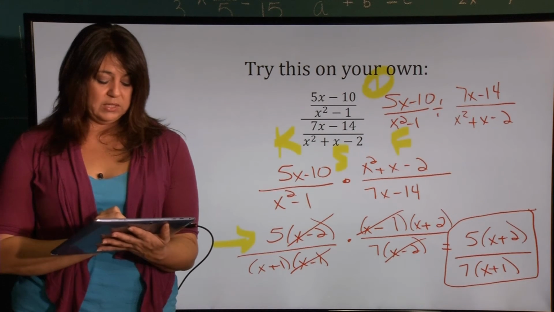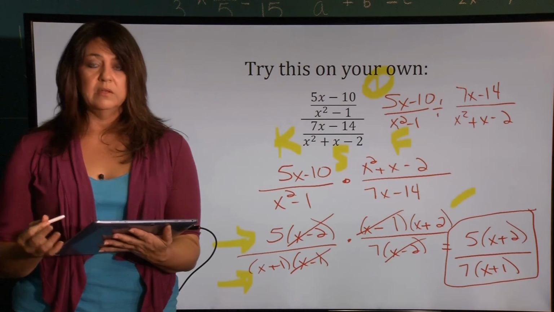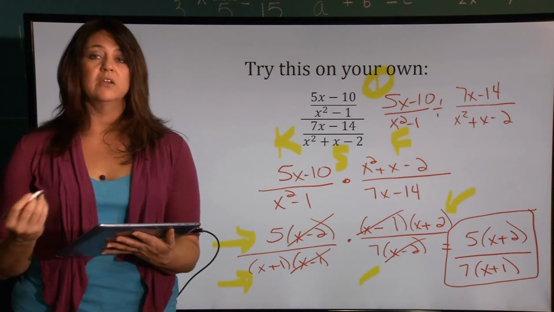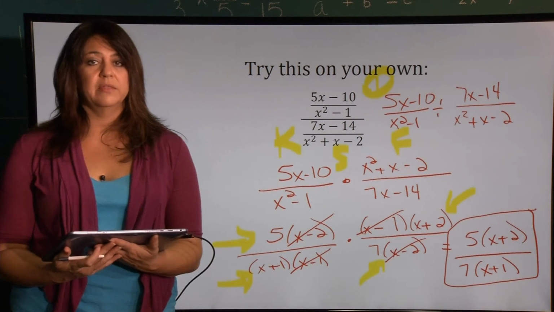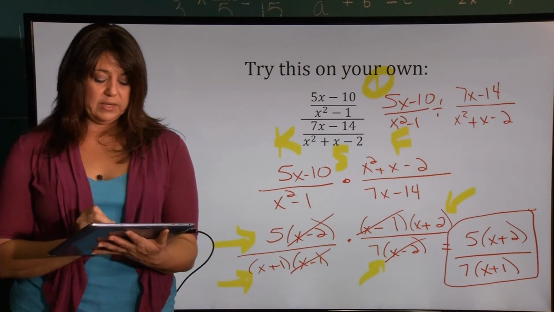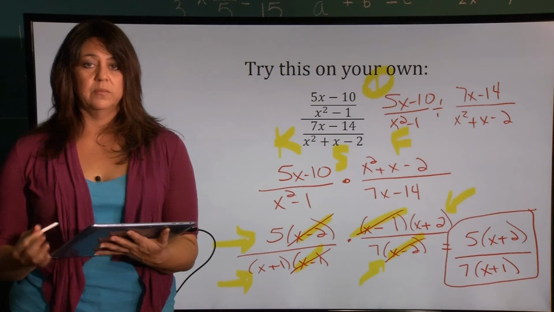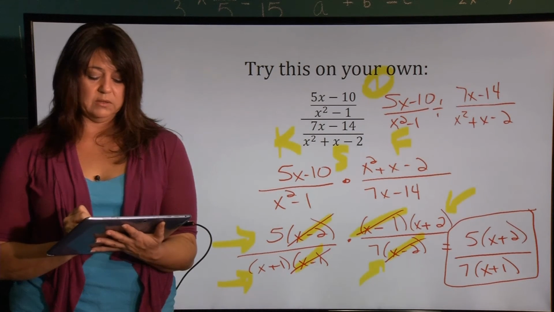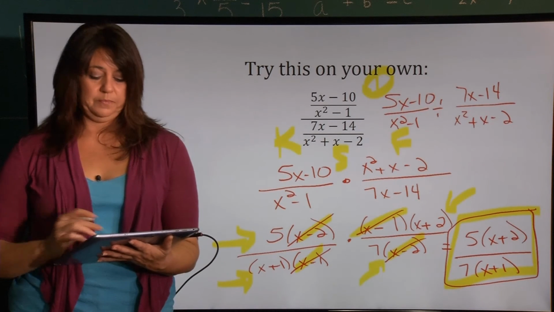Check your factoring. Make sure you saw this difference of squares, this trinomial pattern, and your greatest common factor. So you will be using different methods of factoring. Then see what matches and cancel it out. Whatever is left is your final answer. You do not have to multiply these terms again.